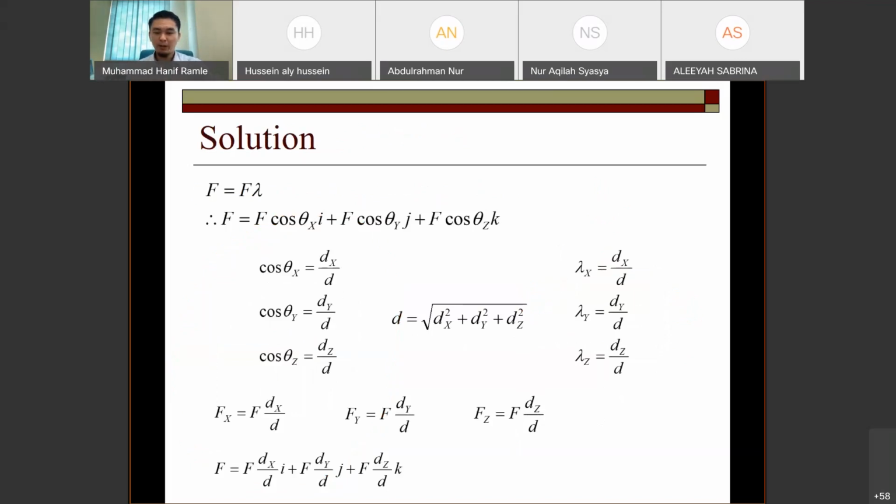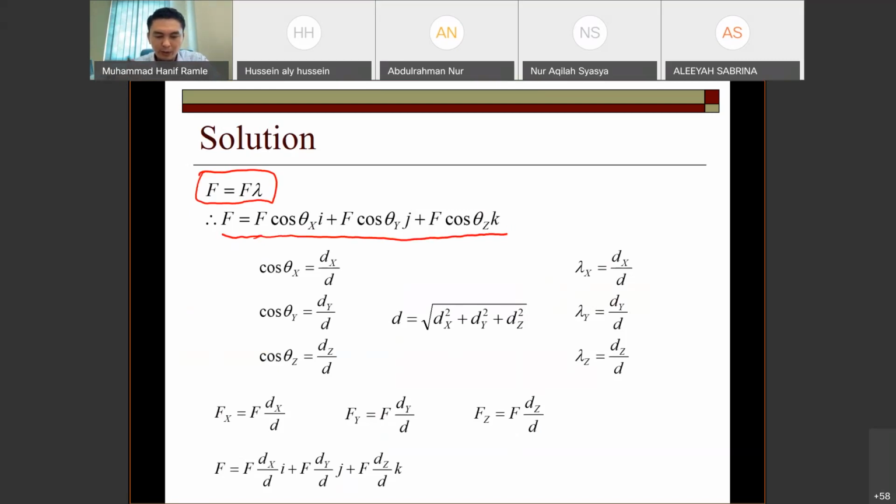So before we use the final equation, let us do some derivation. Let us study the equation where we get it from. The first thing that we learned just now is the simplified equation, which is F equal to F lambda. If you extend the equation, it becomes F equal to F cos theta x i plus F cos theta y j plus F cos theta z k. So this is the equation that we learned just now.